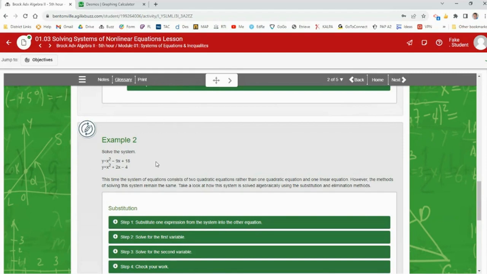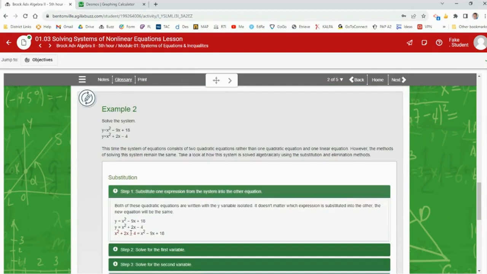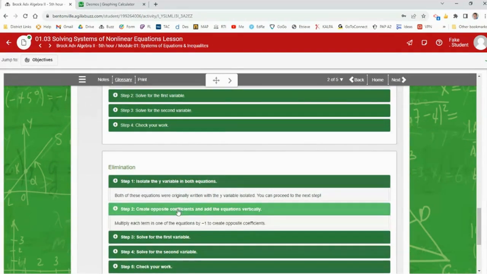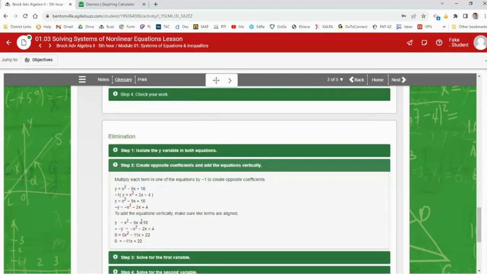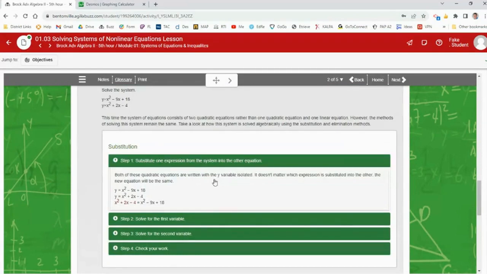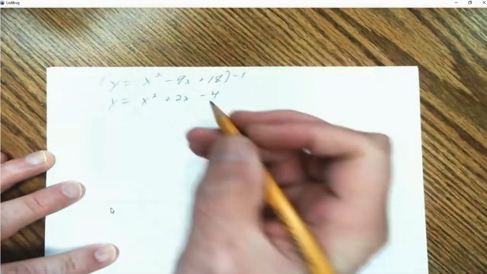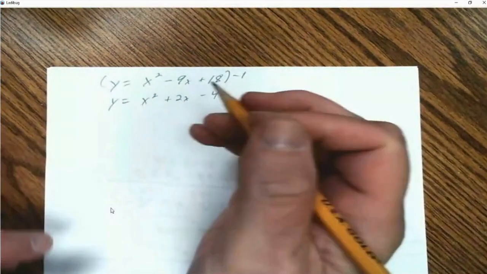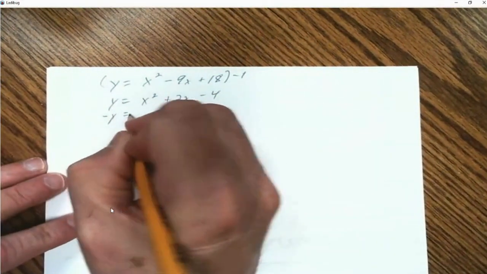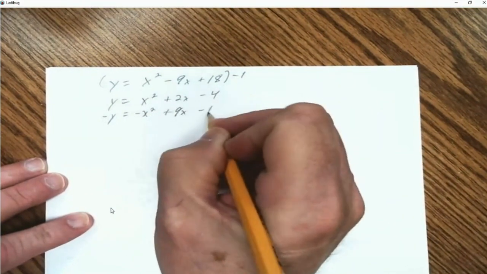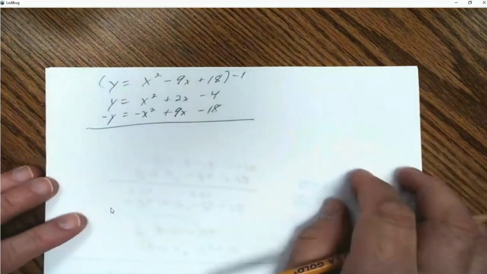We can substitute. We can take either one of them and substitute into the other one and combine them. Or elimination might be easier because we can multiply by negative 1. So let's look at this one by elimination. If we multiply this top equation by negative 1, now we have negative y equals negative x squared plus 9x minus 18.